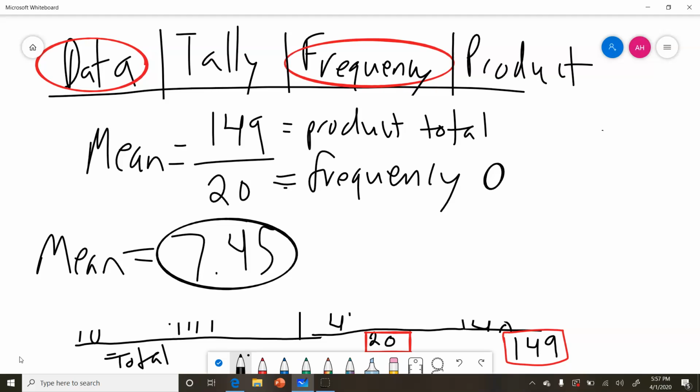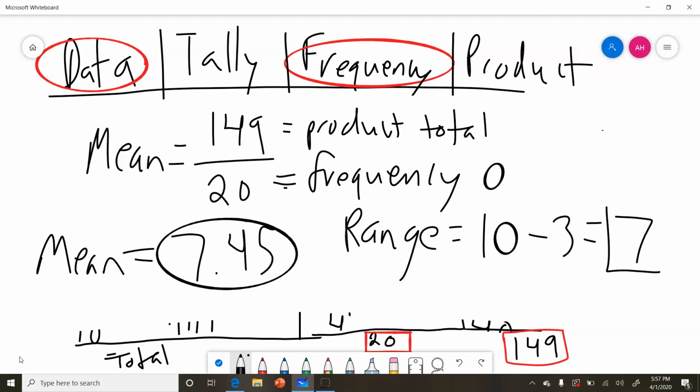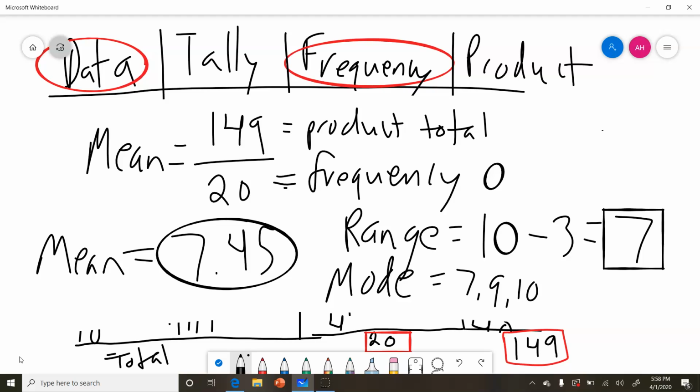It'd be very easy to find the range, right? The range we would take in the smallest number, which is 3. So everybody, I'm gonna write this down. The range. The biggest number in our list was 10. The smallest number was 3. So our range would have been 7 in this problem, right? If we wanted to try and find the mode, we'd say which one occurred the most times. Well, if you look back, a bunch of them occurred 4 times, 7, 9, and 10. So the mode was 7, 9, and 10. They all occurred a bunch of times.